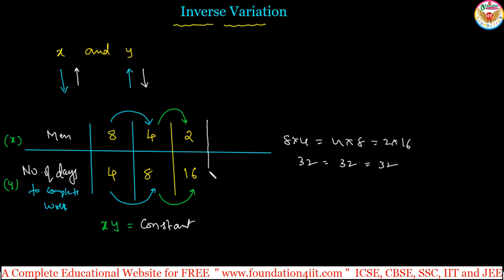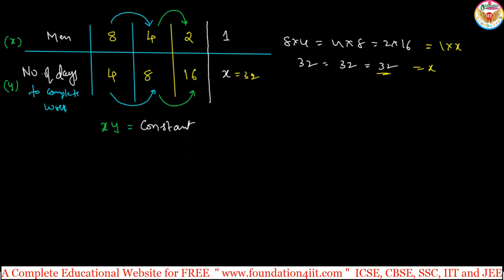Now, if there is only one man, how many days can he do it in? Say x days. So first into second, that means it should equal 1 into x, that is x. It must be 32. So 32 days they will take for only one person. Right. Let us see with another example.